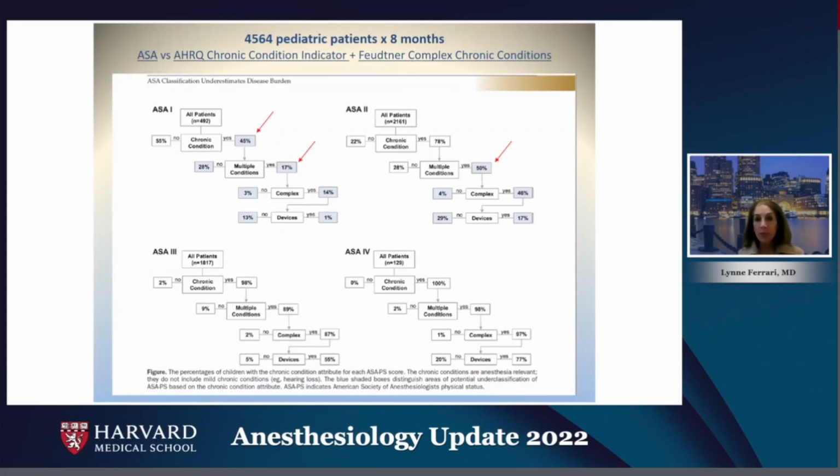Similarly for ASA 2 patients, 50% of them had multiple chronic conditions. And as you recall, ASA 2 patients should have one systemic disease that's under good control. So we really looked at this to say, what is going on here, and why is it that we are really improperly underclassifying our pediatric patients?